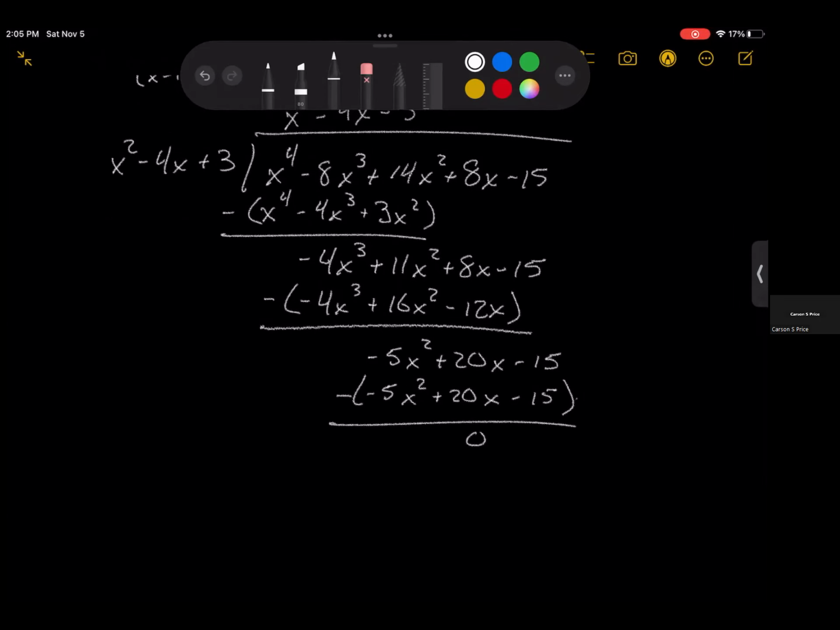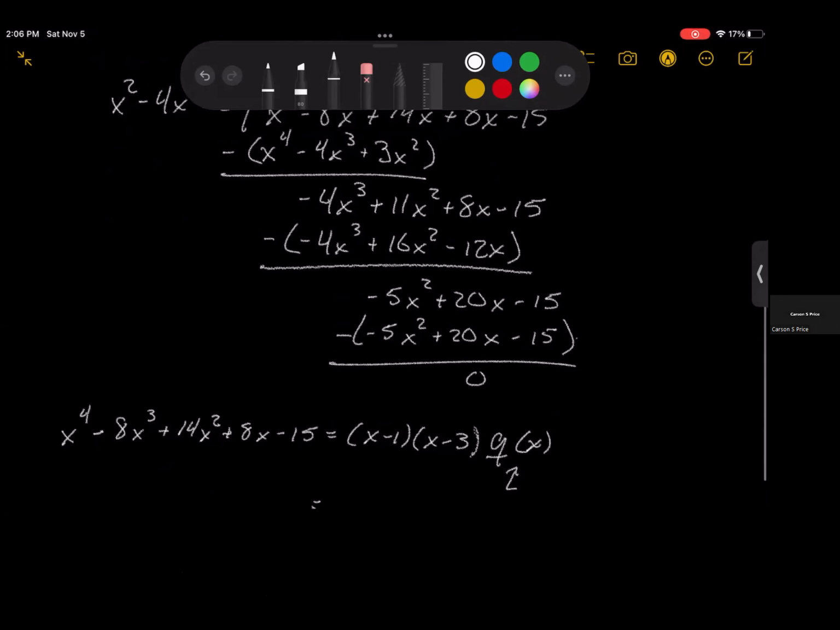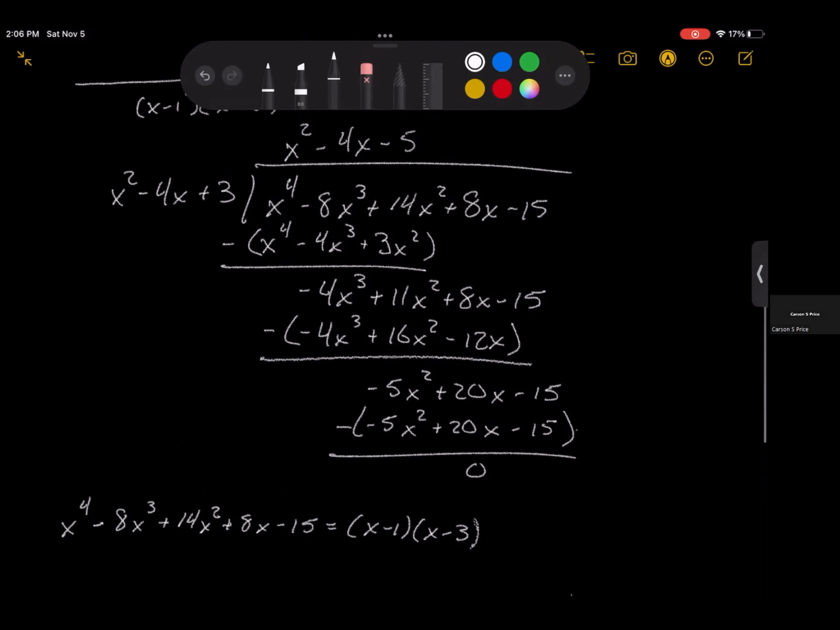So the big polynomial, x to the fourth minus 8x cubed plus 14x squared plus 8x minus 15, can be written as x minus 1 times x minus 3 times something else, and that something else was what we got out of this division. So actually, let me just write it on that line. So times x squared minus 4x minus 5.